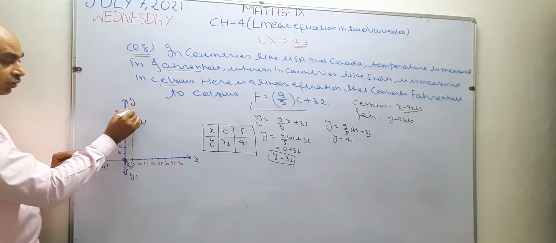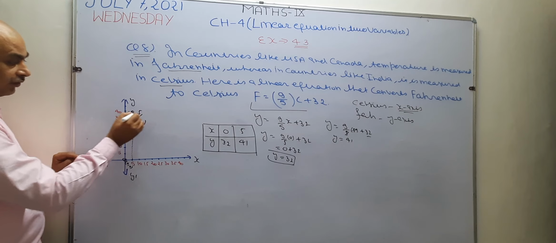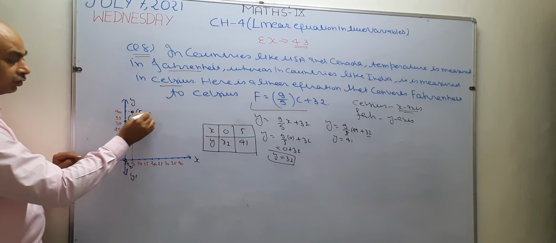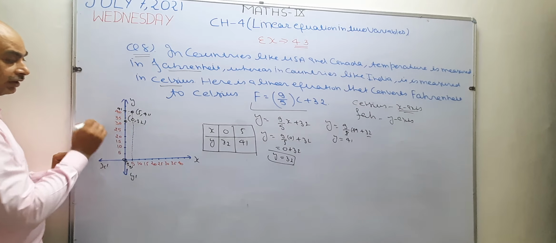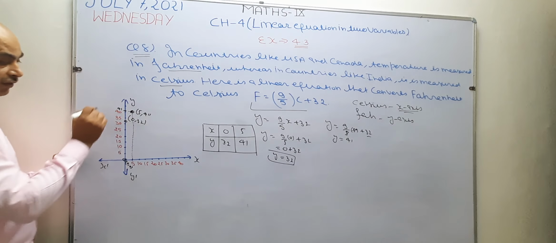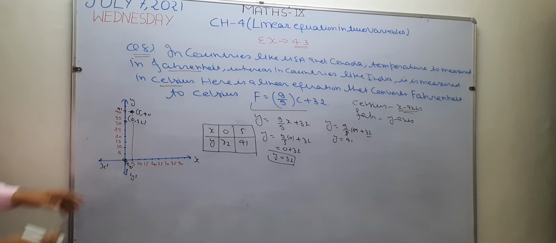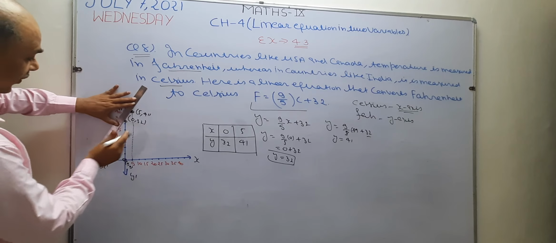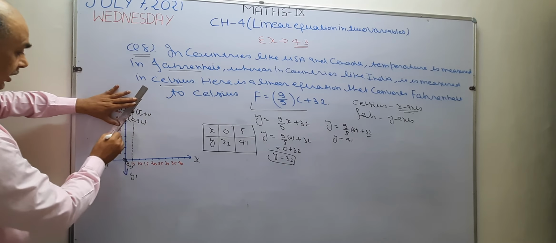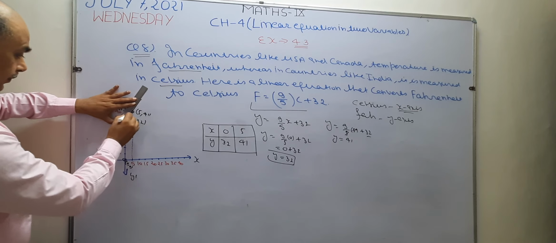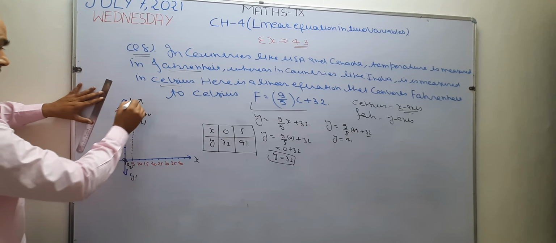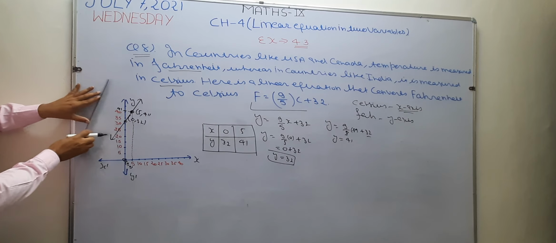So this is the next point. This is written 5 and after that 41, because this point is going to represent 41. So this is the second point, this is the first point. Now we join these 2 points. This is the required graph line of the given equation. Okay, this is the required graph of the given equation.